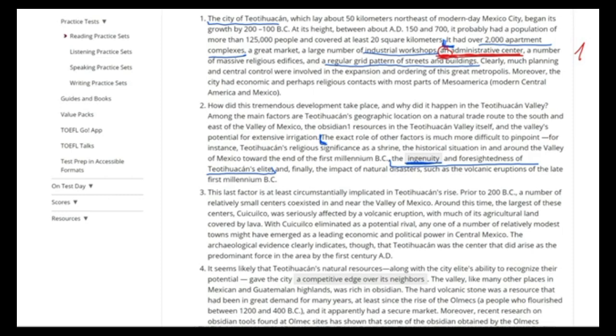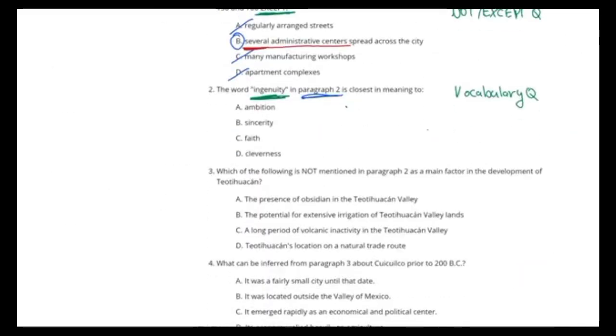Perhaps let's quickly have a look at the first sentence. The first sentence talks about a tremendous development. So they ask, how did this tremendous development take place in Teotihuacan Valley? How did this happen? And they say, okay, this may have been due to the ingenuity and foresightedness of Teotihuacan's elite. So we have to ask ourselves, what does ingenuity mean in this context? Let's go back and have a look at the answers.